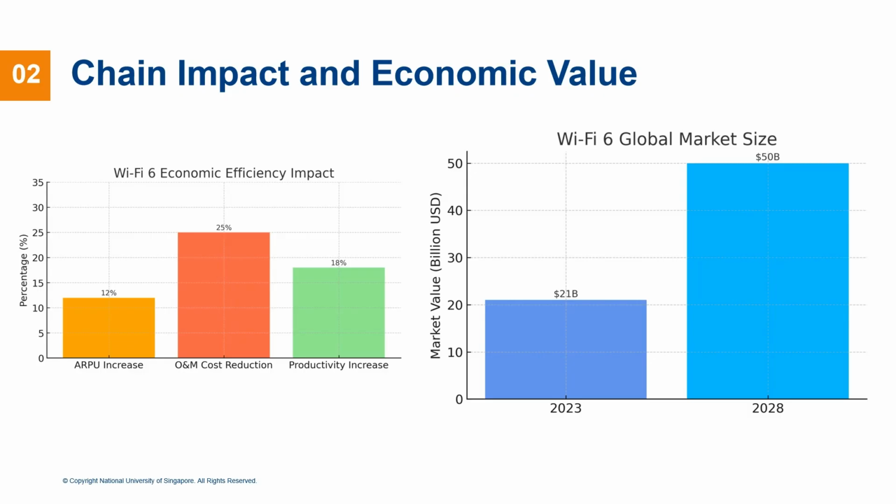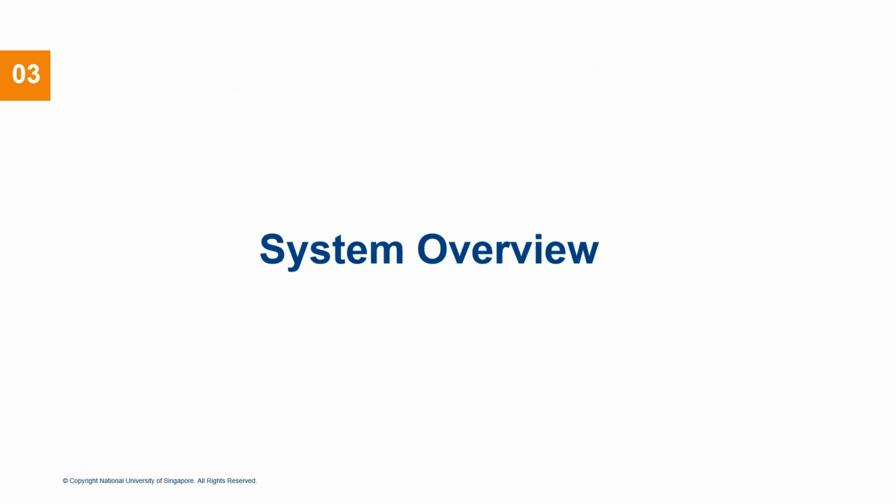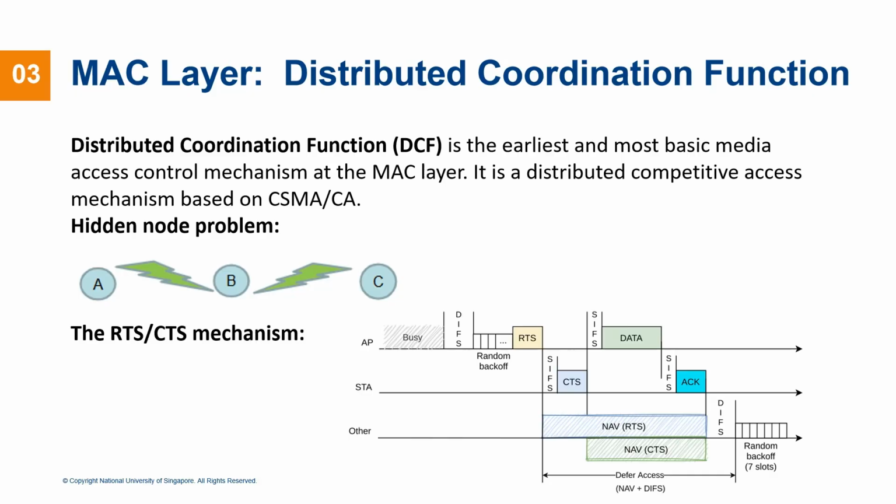Wi-Fi 6 devices market reached $21 billion by 2023, expected to cross $50 billion by 2028. The features of Wi-Fi 6 will lead to lower operating costs as well as increased efficiency. After deploying Wi-Fi 6, the average network O&M cost of an organization is reduced by 25%, and employee productivity is increased by 18%. The third part is system overview.